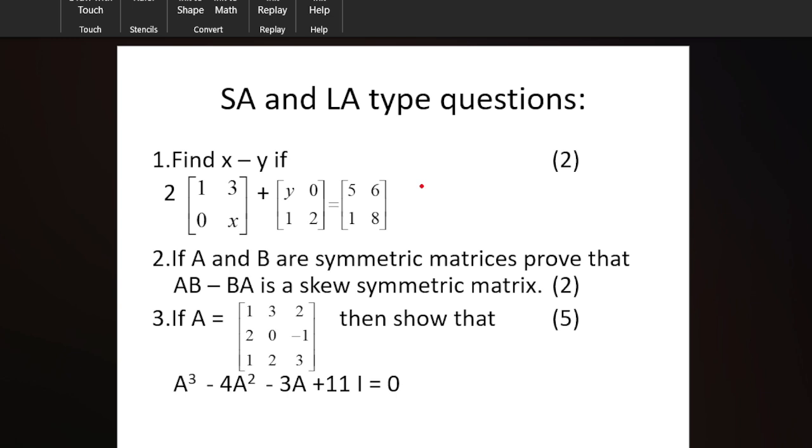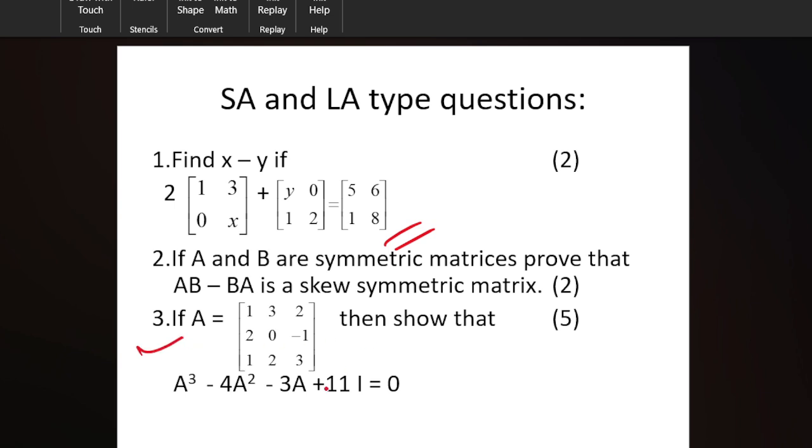Next, some short answer and long answer questions. So here you can find out the x minus y value from this equality of matrices. You can try it out. Now you can prove: if A and B are symmetric matrices, prove that AB minus BA is a skew symmetric matrix. So this also you can try it out.